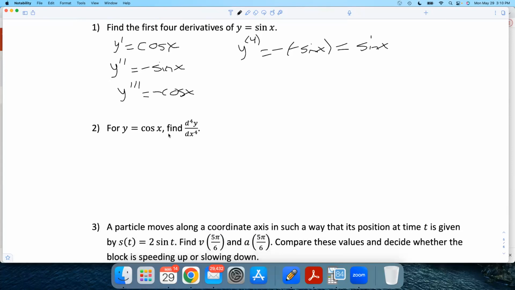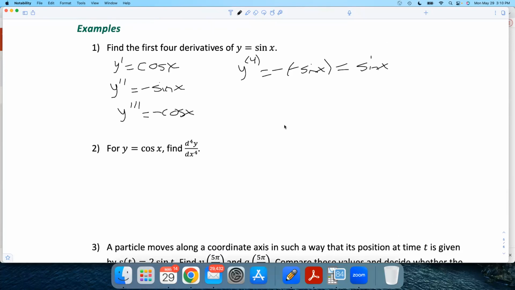Okay, and we'll do the same thing here for cosine. You'll see we get the same kind of behavior, only now we're going to write it using Leibniz notation instead of prime notation, just so you get used to it. So the first derivative with respect to x is negative sine of x.